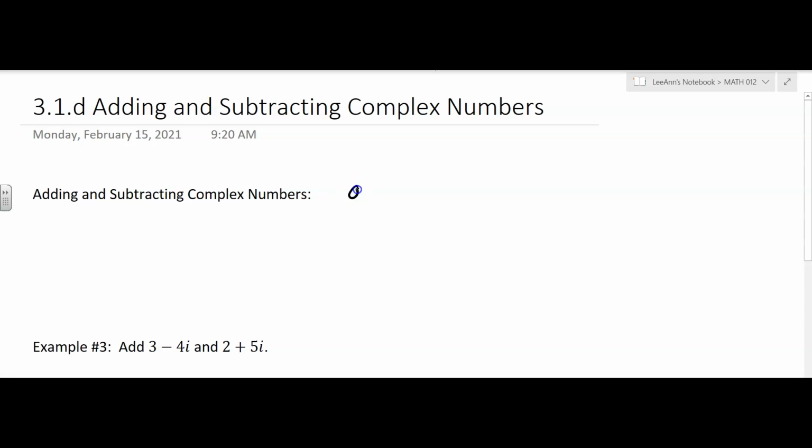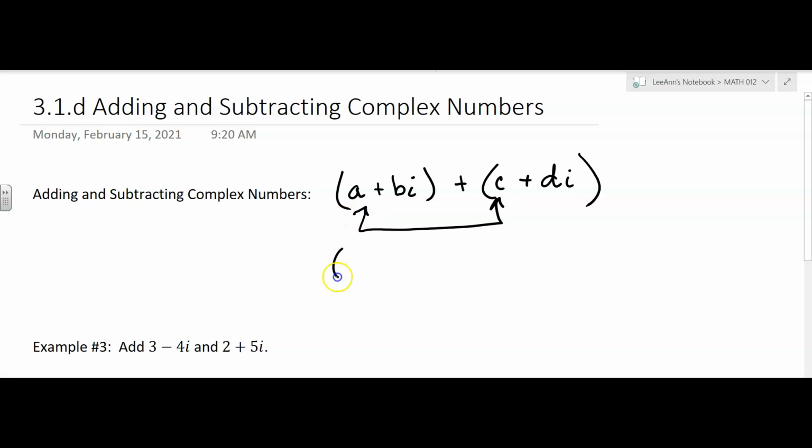So let's say you have a plus bi as one complex number, and you want to add c plus di, another complex number. Well, you're going to take the real parts and add those together, a plus c. And then you're going to take the imaginary parts and add those together, like you combine like terms. So it'll be whatever b plus d is, i. Okay? So they show you that, and they show you the subtraction case in the book as well.